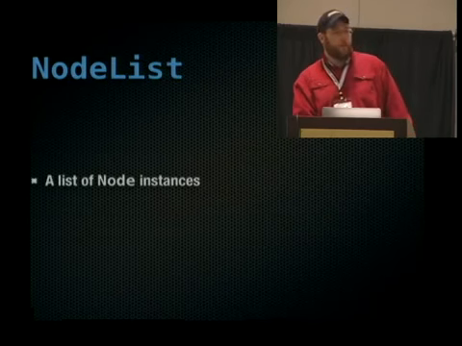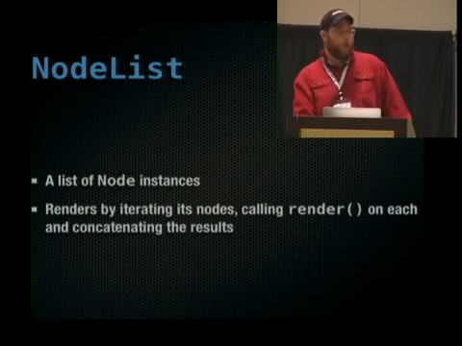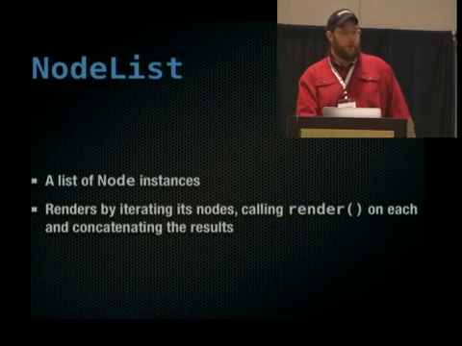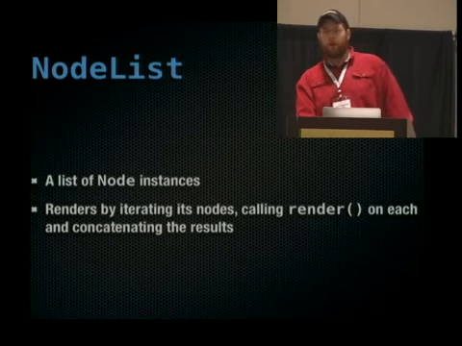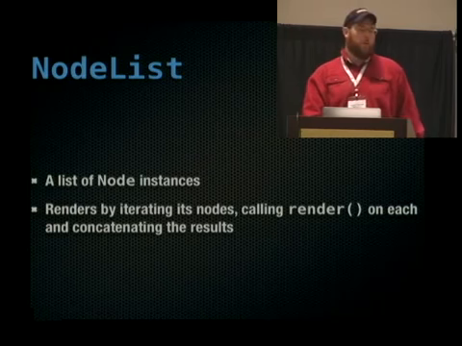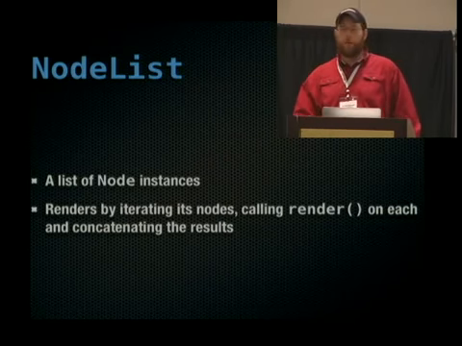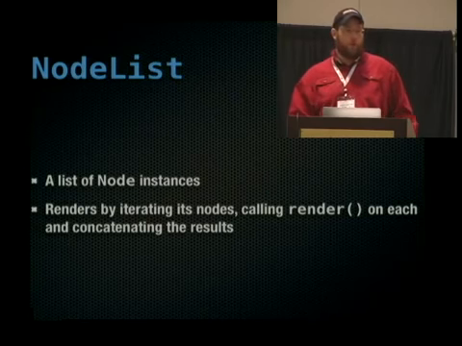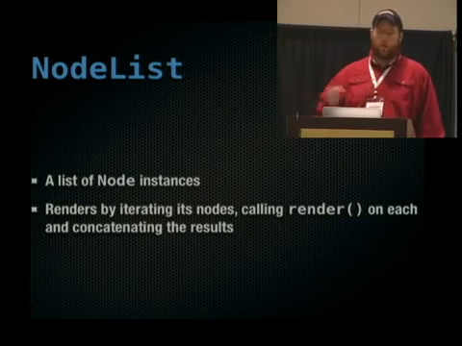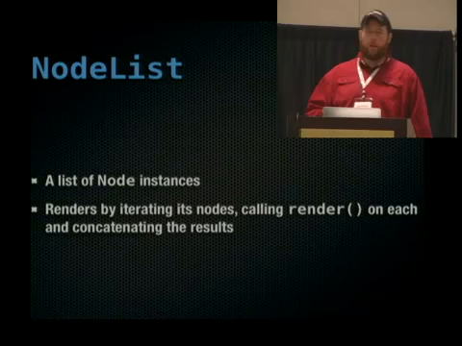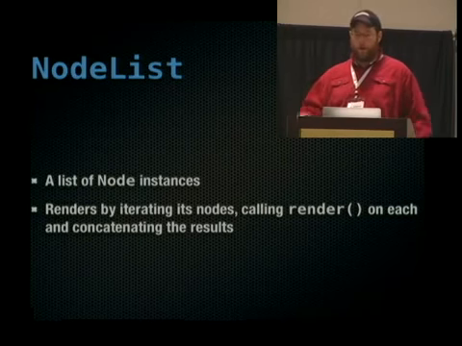NodeList is simply a list of node instances. The way we render a node list is by iterating over all the nodes in it, calling render on each one, and putting the results together. This is what happens when you render a template: by the time we get to calling that method, we've got our node list, we know what our context is, we're just going to run through the whole thing, jam all the results together, and that's the output.